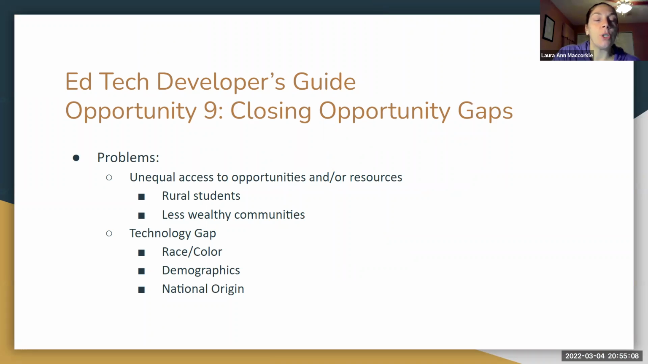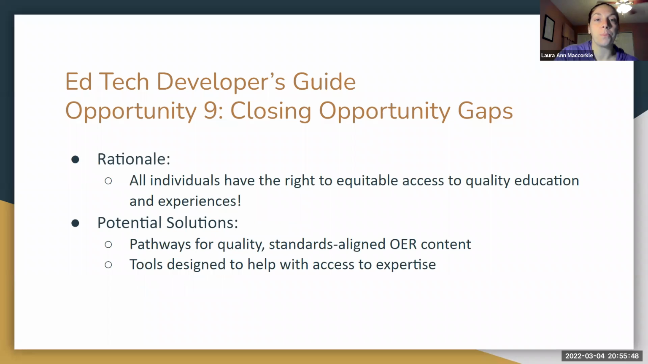We were reading Opportunity 9 about closing opportunity gaps. The problem with this is that there is unequal access to opportunities and resources for many students. The article specifically focused on rural students and those in less wealthy communities, as they have fewer community centers, libraries, and museums. It also discussed a problem with the technology gap for those of different races and color, demographics, and national origin. This is an ongoing issue with lack of access and connectivity to reliable internet and devices.